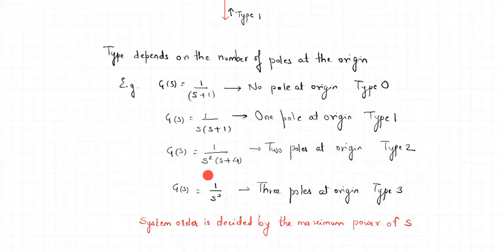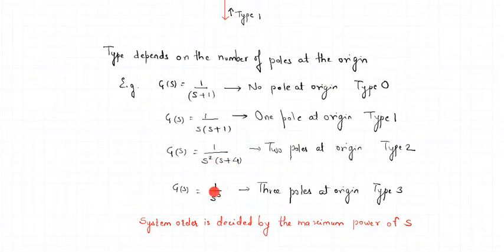Then what is the order of the system? The order of the system is decided by the maximum power of S. Here the power of S is S raised to 1, so the system order is 1. Here, when we evaluate the denominator, the highest power of S is 2. We call it an order 2 system. Here, the order is 3. Highest power of S is 3. It is order 3. Here also it is order 3.